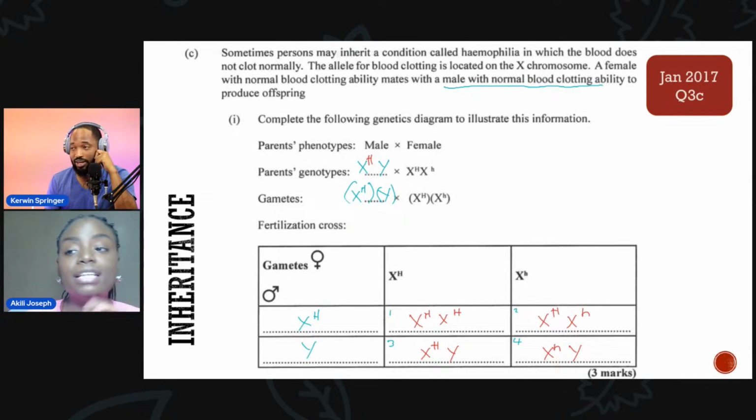It's not the case for all sex-linked conditions, but it is the case for this one. When we go on to do color blindness, then you will see the normal plays going out, right?